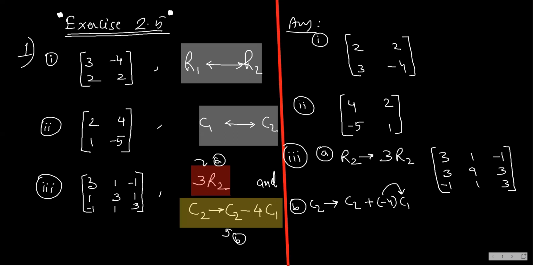So could you explain this again? I didn't understand this. Definitely. C2 plus minus 4C1. See, C2 minus 4C1. This is C2 minus 4C1.